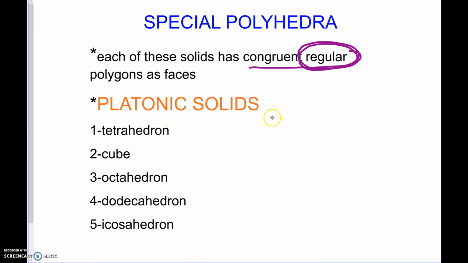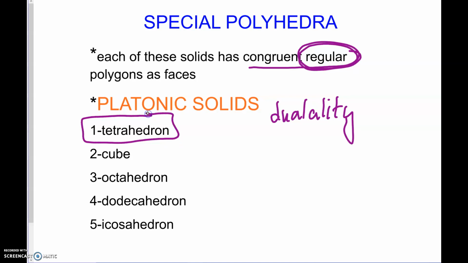Some of them have what we call duality. So that if we connect the midpoints of the faces of them, they would fit one right inside of the other. So the tetrahedron is a dual of itself. The cube and the octahedron are duals of each other, and the dodecahedron and the icosahedron.